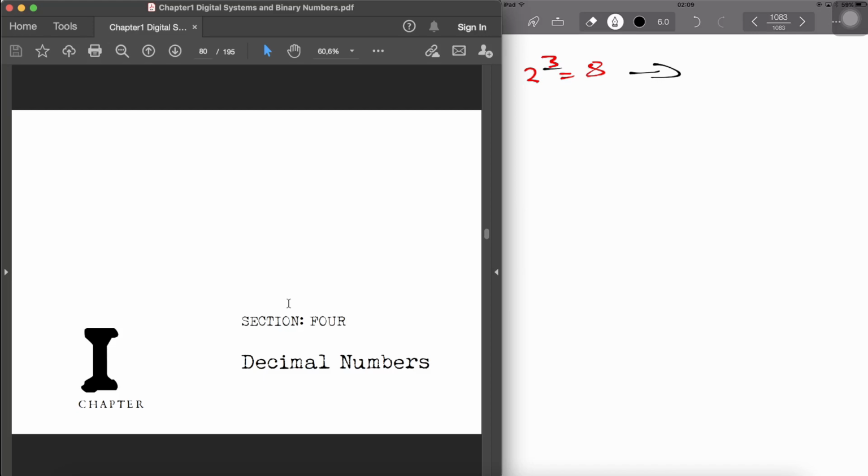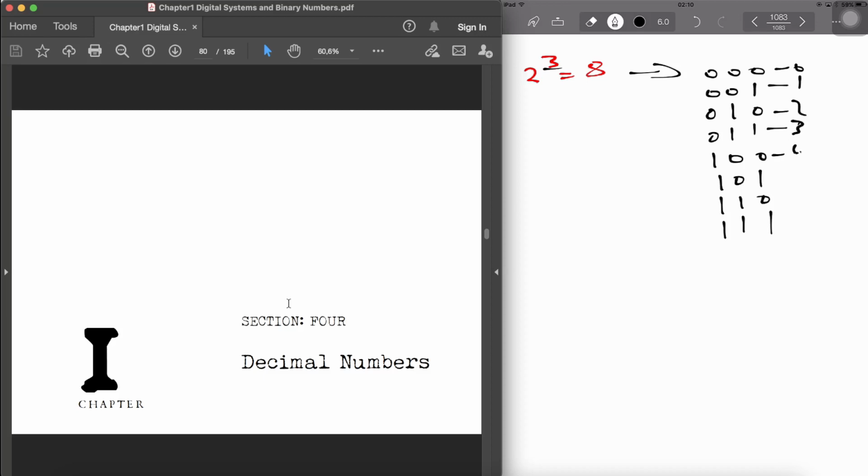We need 3 bits in order to represent 8 possibilities. So 000, 001, 010, 011, 100, 101, 110, 111. So 0, 1, 2, 3, 4, 5, 6, 7. This is base 8. The maximum that you can get in base 8, 2 to the power 3 being 8, is going to be 111. If you convert it to decimal, you will see that you are going to get 7.